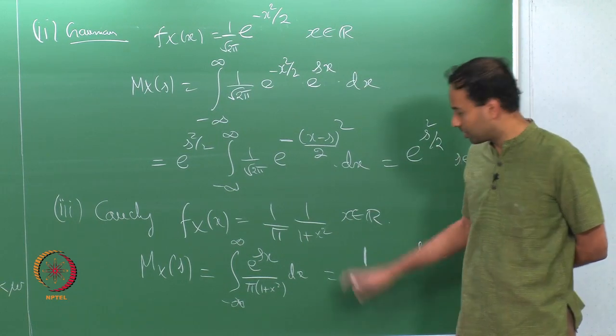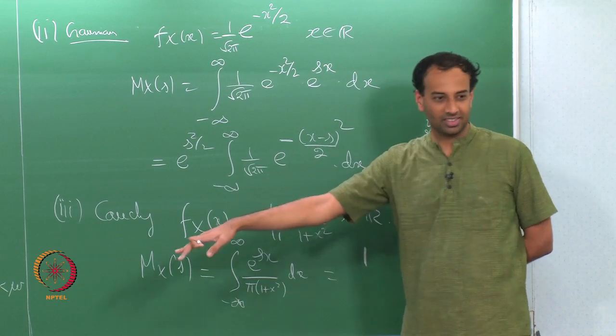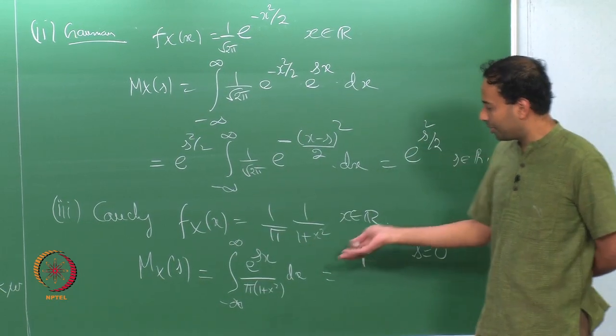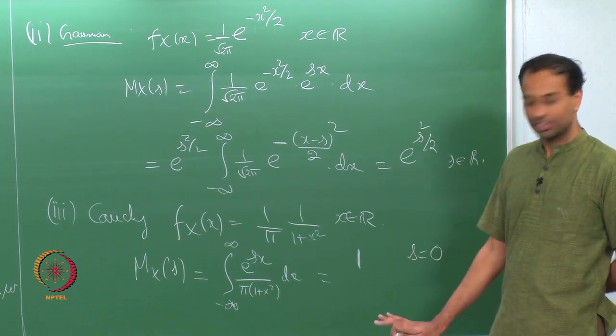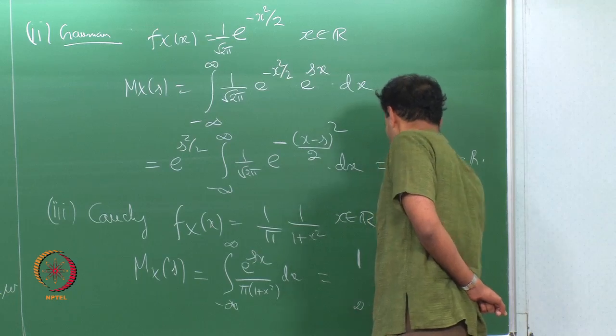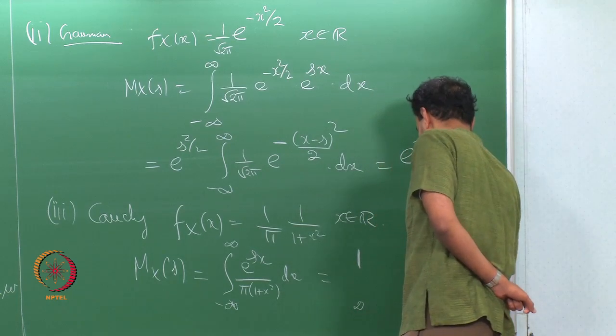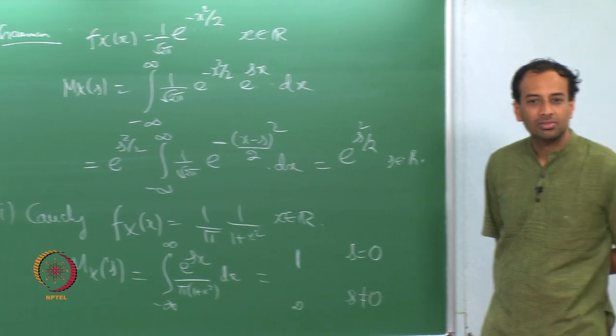You have the opposite problem, because on the negative side it is growing, and 1 by x square is the decay on the negative side as well. So, what you can conclude, if S is not equal to 0, this is always infinity, otherwise.